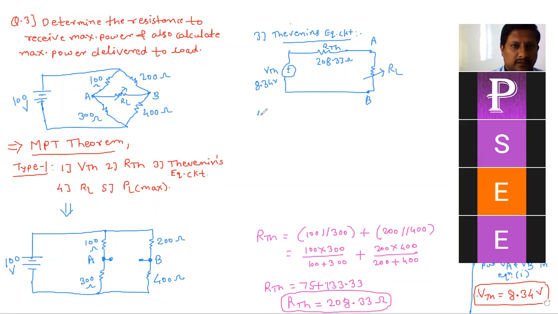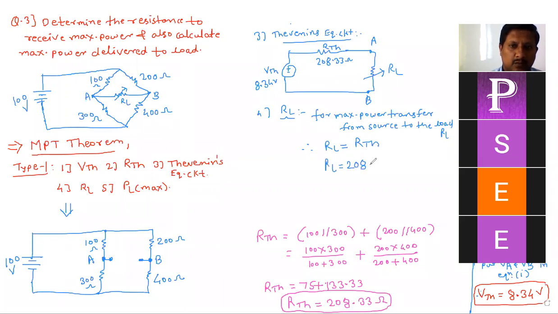Now next, fourth one, RL value. So for maximum power transfer from source to the load, load resistor RL. The condition is RL must be equal to RTH. So RL is equal to 208.33 ohm. That will be the answer of RL. म्हणजे तुमचं या क्वेश्चनचं आन्सर आलं. Resistance to receive the maximum power. Okay, this we have calculated.